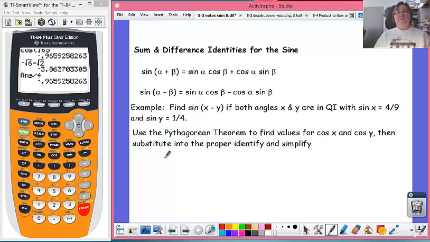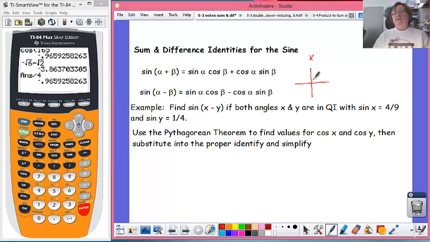And the problem that we've given you here is a little bit different as well. It says find the sine of x minus y. We don't even know what those angles are. Both the angles, x and y, are in quadrant 1, with the sine of x being 4/9 and the sine of y being 1/4. Alright, we need to do some work. We need to know the cosines of these angles as well. We have their sines, so we should be able to use what we've done before to find their cosines.